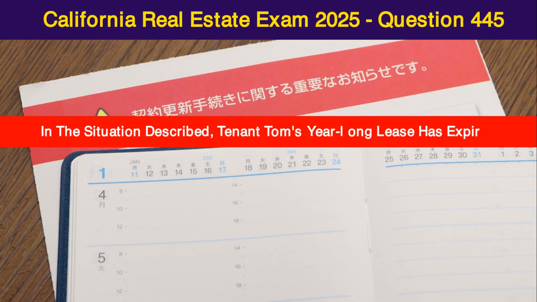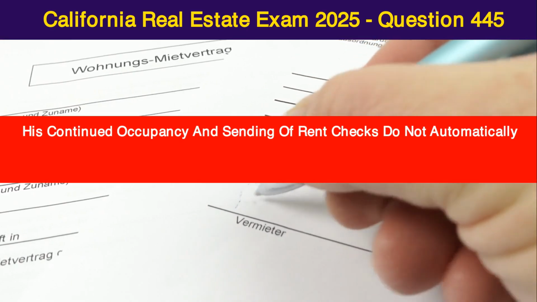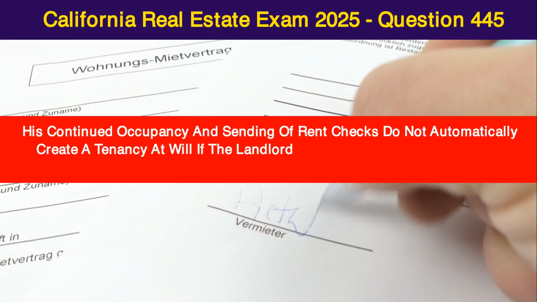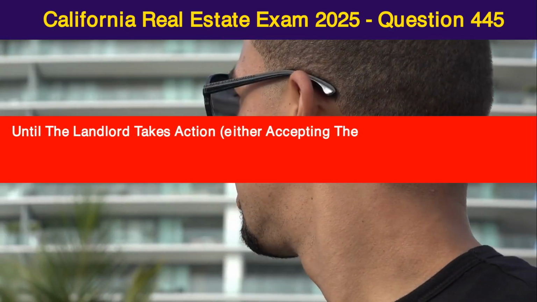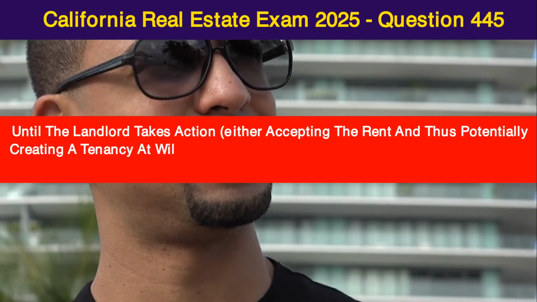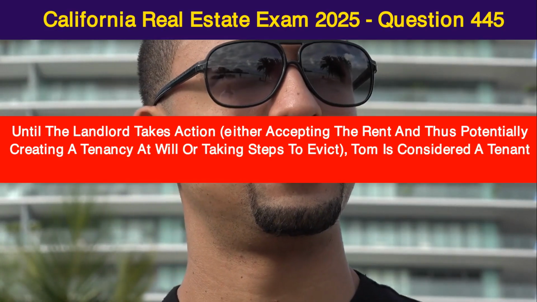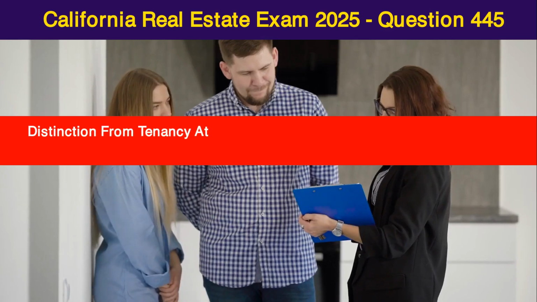In the situation described, tenant Tom's year-long lease has expired. His continued occupancy and sending of rent checks do not automatically create a tenancy at will if the landlord has not explicitly agreed to his continued occupancy. Until the landlord takes action, either accepting the rent and thus potentially creating a tenancy at will or taking steps to evict, Tom is considered a tenant at sufferance.